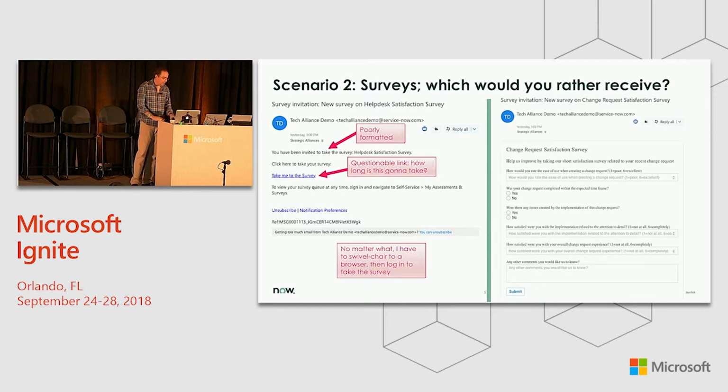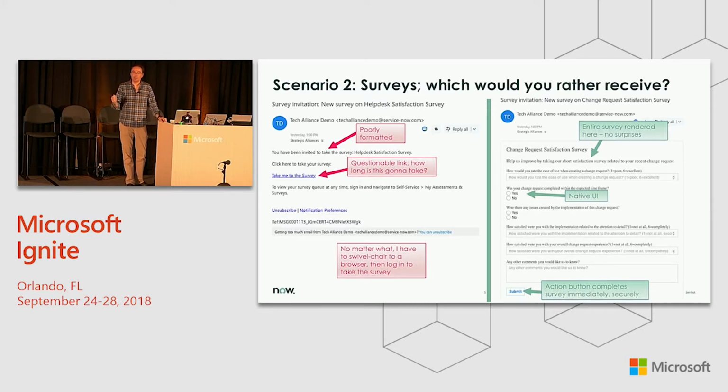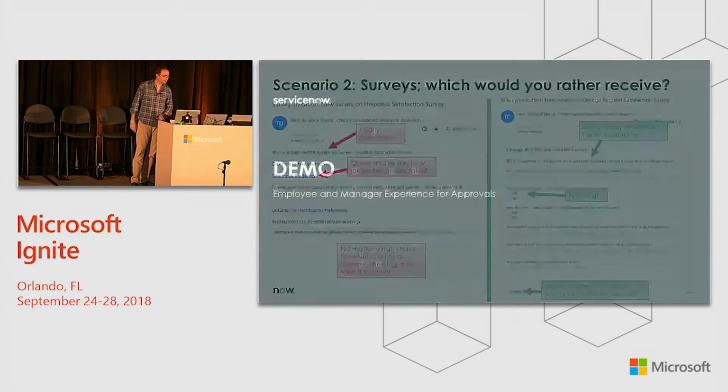So I would rather get something where there's no surprise. I see the whole survey right in the email. I know how much effort it's going to take. It's got a native, beautiful UI. And then finally, again, that action button actually completes the work. And then the survey shrinks down and says you've already taken the survey. Because how many of you have gone back and looked at yesterday's email and said, I wonder if I actually took this survey. Oh, well, I'll click the link and try it again. All that stuff just disappears.